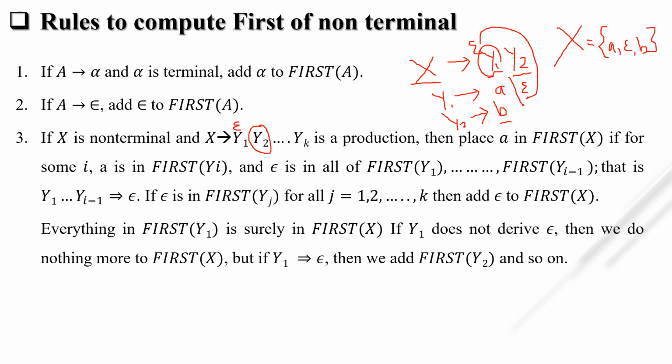Why did I put null here? Because there is a null in the Y1 production. If there is not, then only a is the first of capital X. Okay, let's see some examples, then you can clearly understand this third point.